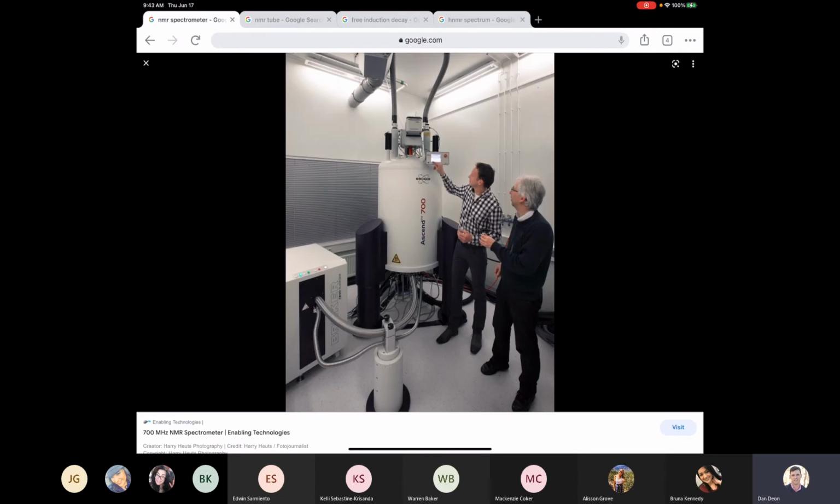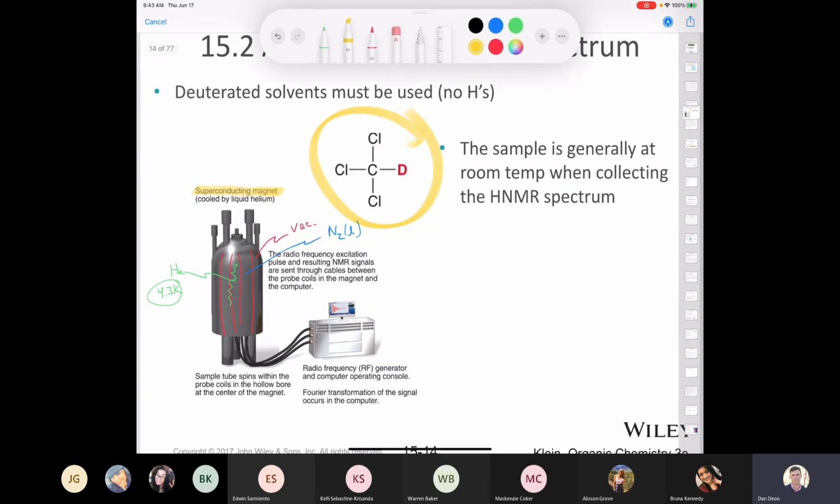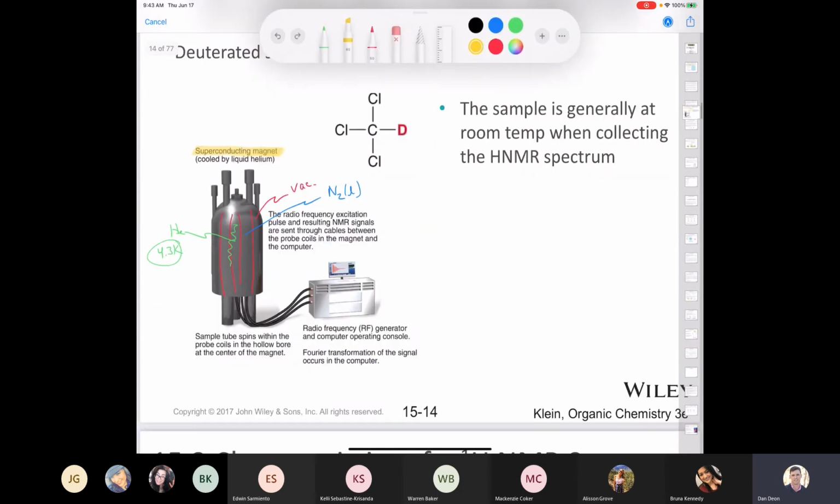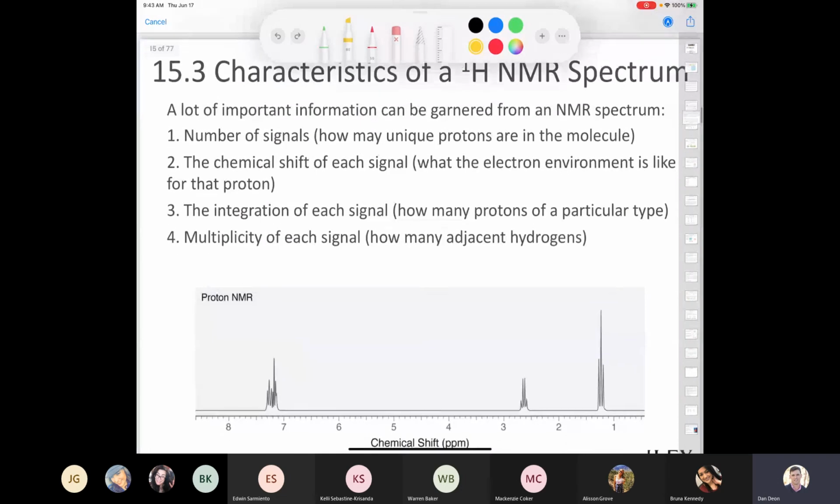But there you go. That's what an NMR spectrometer looks like. And again, the higher the operating frequency of the spectrometer, the stronger the magnet and the more expensive they are. So they get more and more costly. Anyhow, and then of course here we have our deuterated solvent, which is required as well to run our sample in. And there are many other types of deuterated solvents out there.